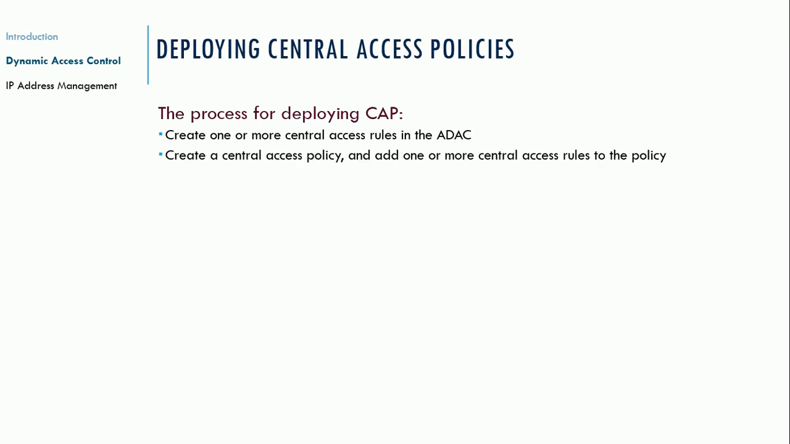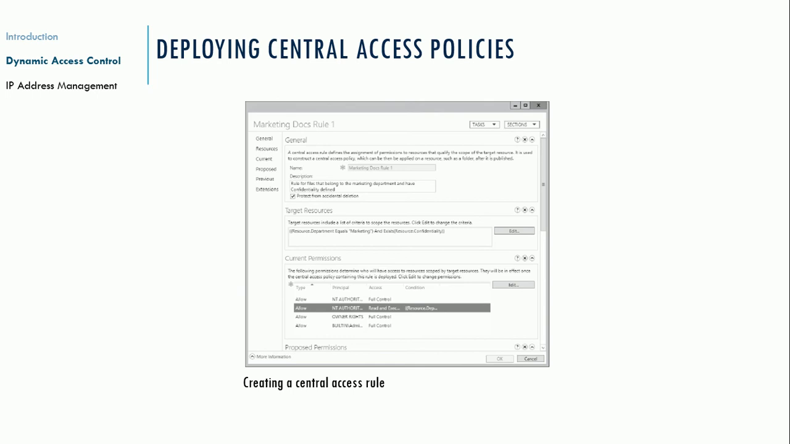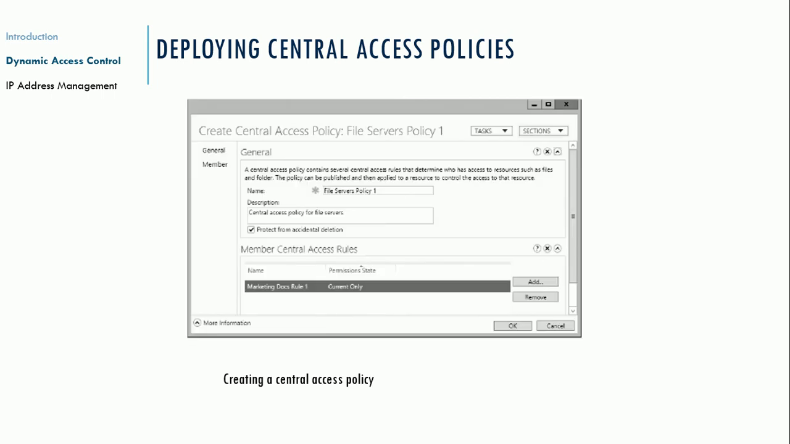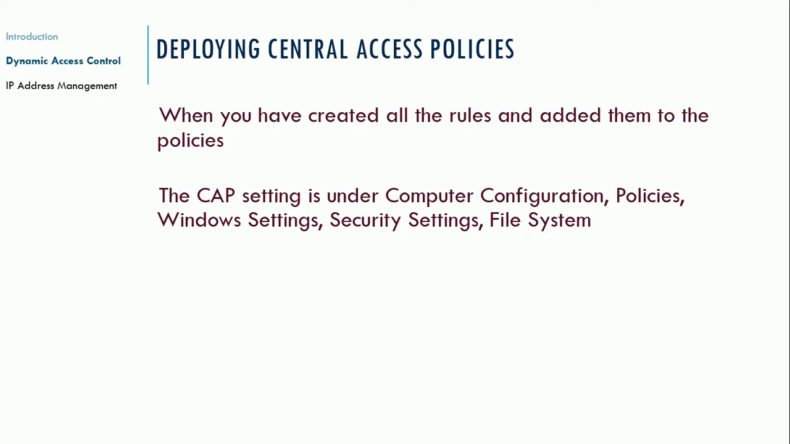then you're going to create a central access policy and add one or more central access rules to the policy. Then you're going to deploy the central access policy with the group policy tool. I know this seems like a lot of steps, but this is how you have to set it up. So this is what the dialog box looks like. And here's the dialog box for creating a central access policy.